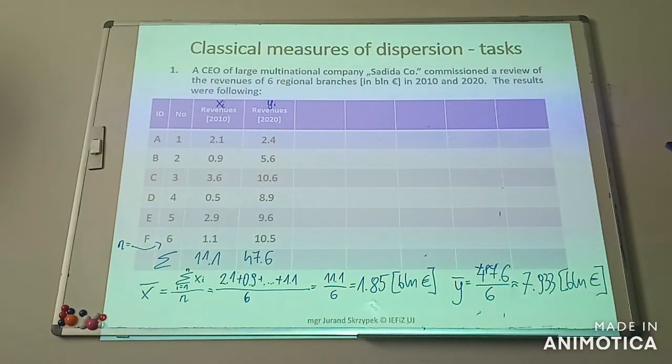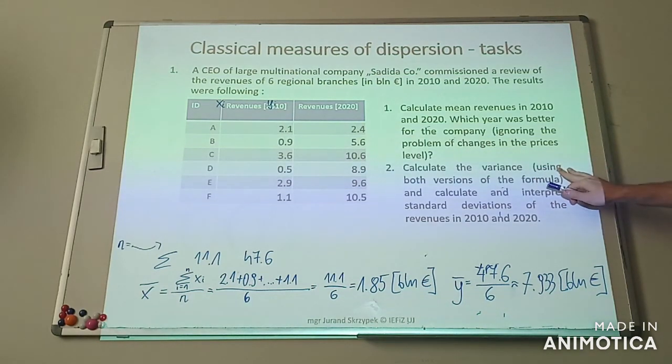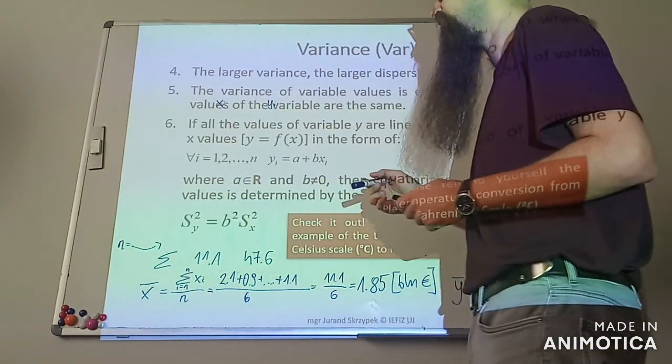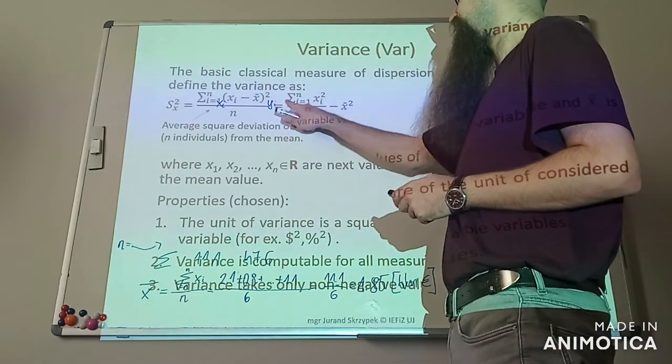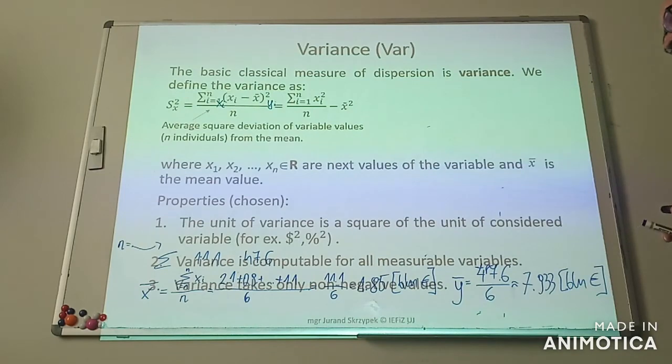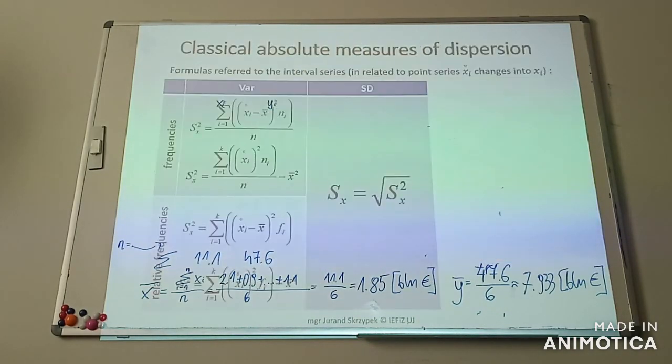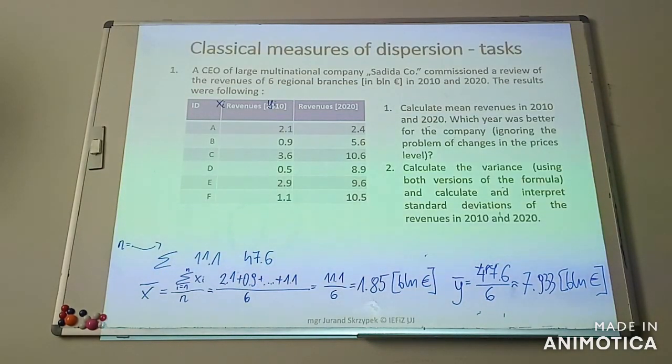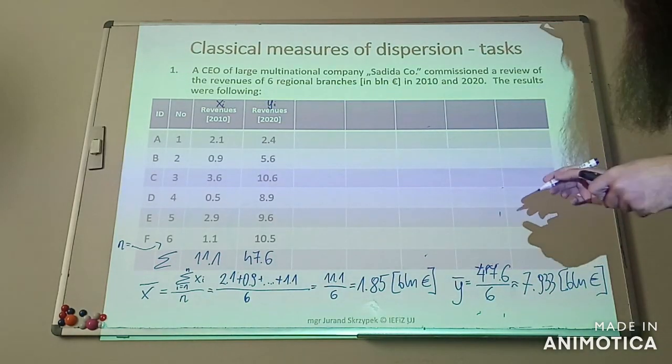Okay, and in the next step we will try to calculate the variance using both versions of the formula, this version of the formula and this version of the formula, and calculate and interpret standard deviations of the revenues in 2010 and 2020.